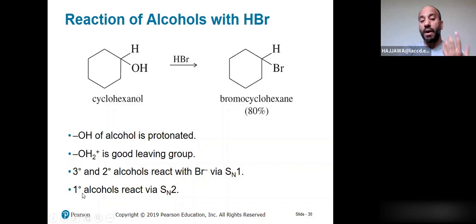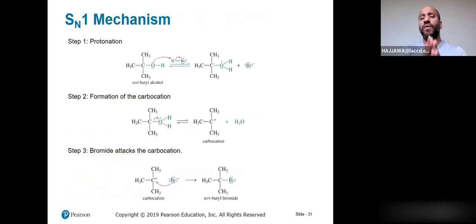And that's why we say primary alcohols react via SN2. So you're not going to have a carbocation formation in the case of a primary alcohol. And that's important to keep in mind. So here's the full mechanism of the SN1 pathway. Here's an example of a tertiary alcohol, tert-butyl alcohol. The very first thing that happens when you react with HBr is the protonation step. And usually it's a quick step. So the rate determining step is the formation of the carbocation, not the protonation step.